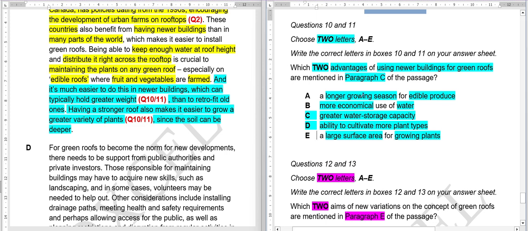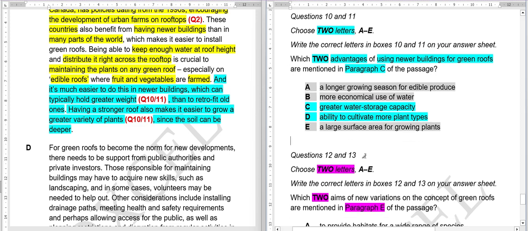Let's see whether other options can be our answer. There is no mention that we can grow more edible fruit because it will prolong the season. More economical use of water, there is no mention about that. And large surface area for growing plants. No, we are just talking about a greater variety of plants, not greater surface area for plants. I hope it is clear why C and D are our answer.